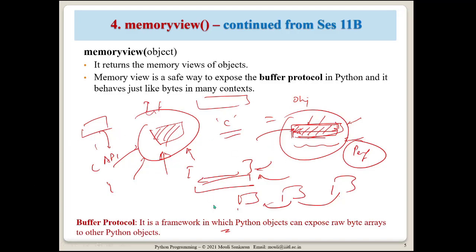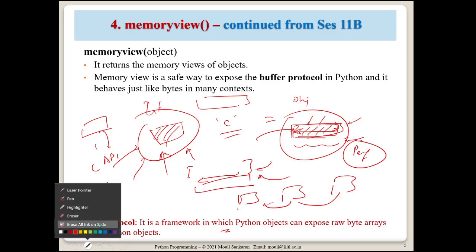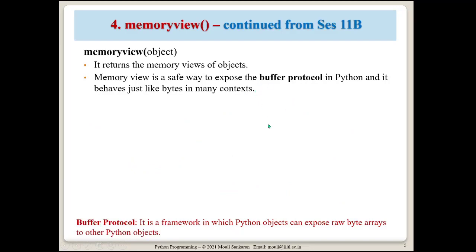Whereas here, memory view gives you a view of looking at the memory content in the Python world itself, within the Python program itself. That's a major difference with memory view, I would say. And the buffer protocol helps you in doing that. It's a kind of an interface to the memory of the objects, to expose to you the contents of the memory. And it behaves just like bytes in many a context. It's more or less like a byte array.